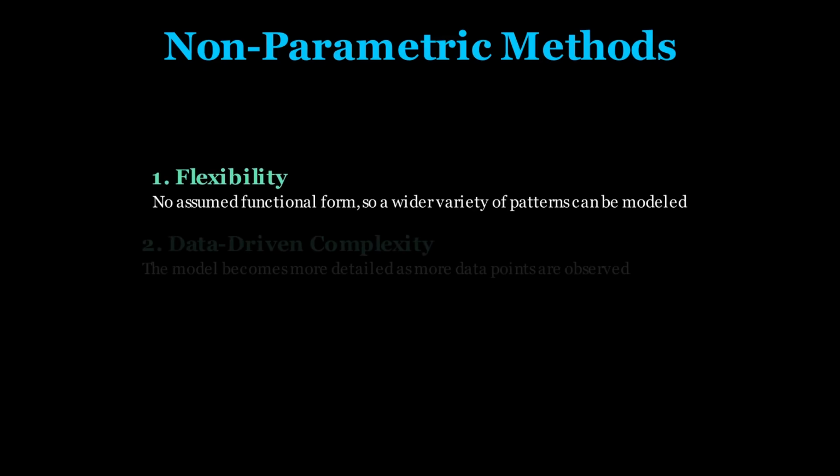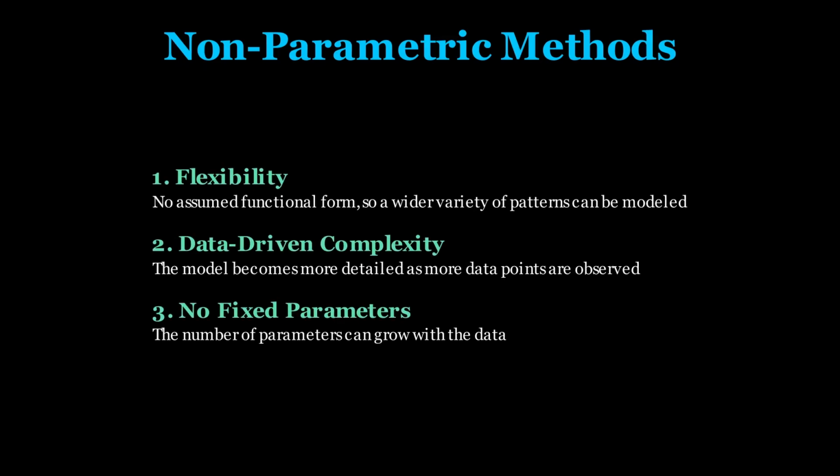A non-parametric method does not assume a fixed form or structure for the underlying data. Instead of having a predetermined number of parameters, non-parametric models let the data dictate the model complexity. This makes them well suited for capturing complex and unknown relationships. Non-parametric methods have three key characteristics.